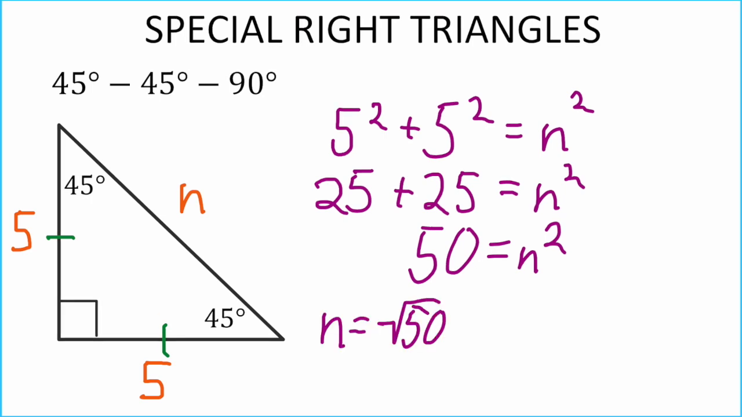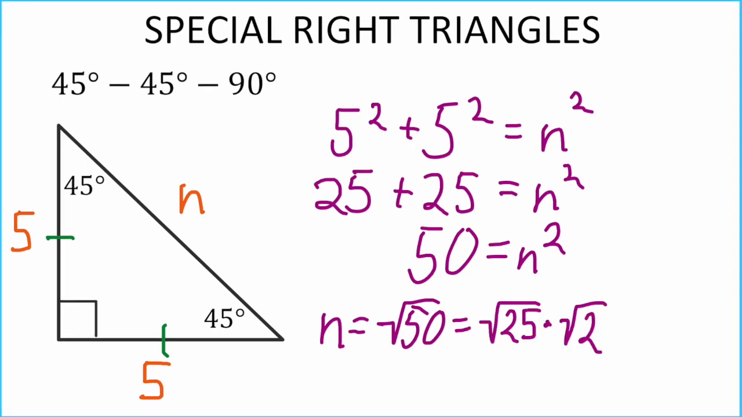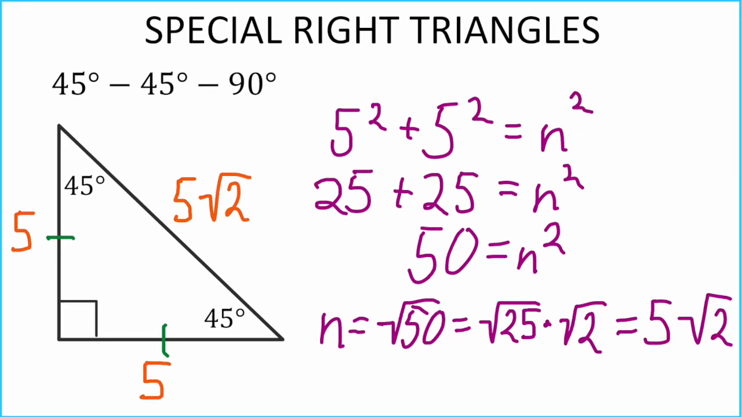You can't see the pattern with that. But if we simplify this, we get radical 25 times radical 2. And as soon as we do one more step, we get 5 radical 2. That's the pattern that we're going to have. So check out this pattern. We have 5, 5, 5 radical 2.